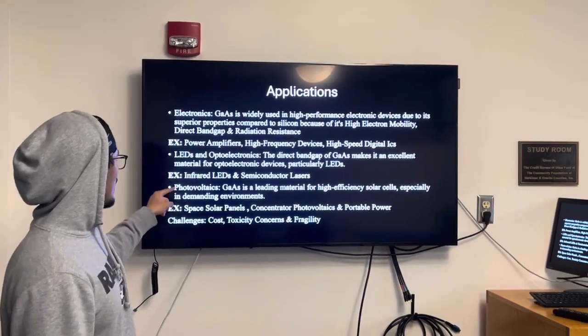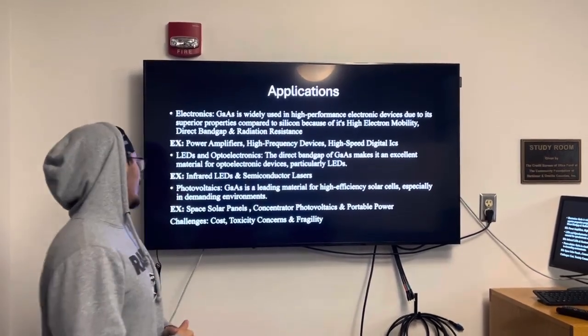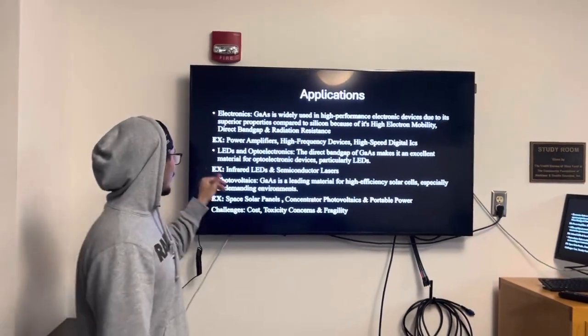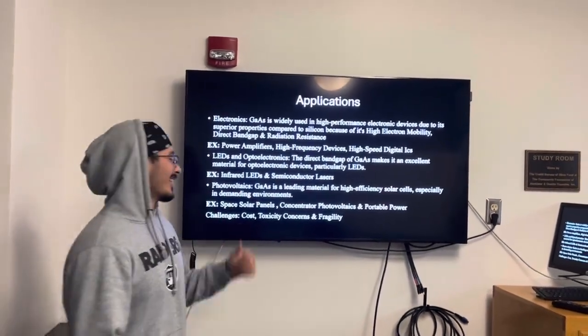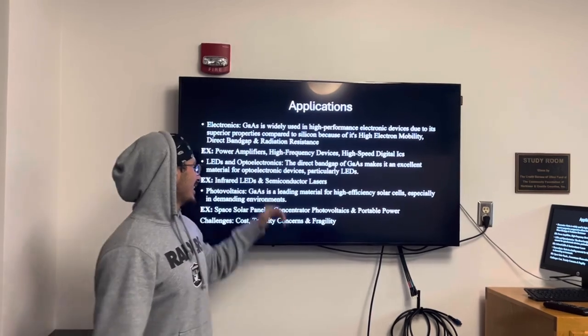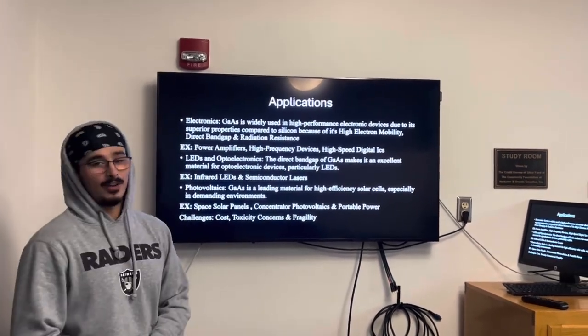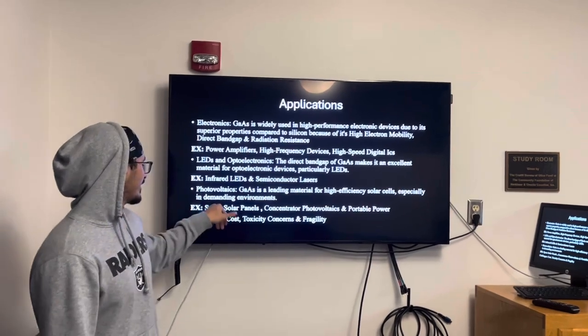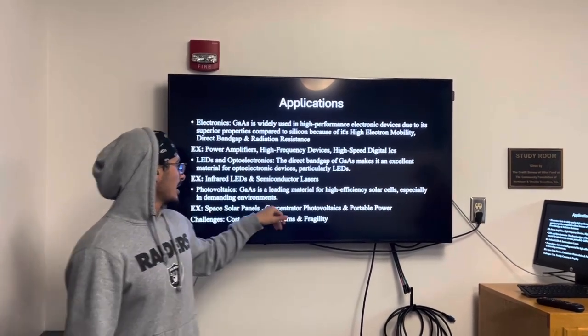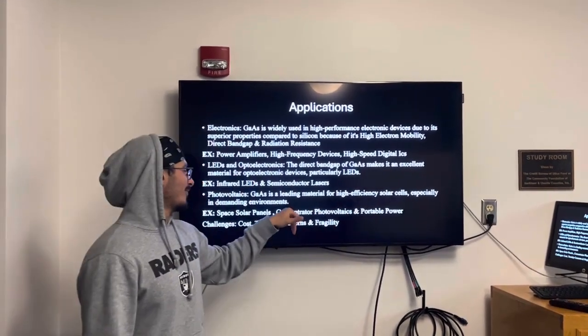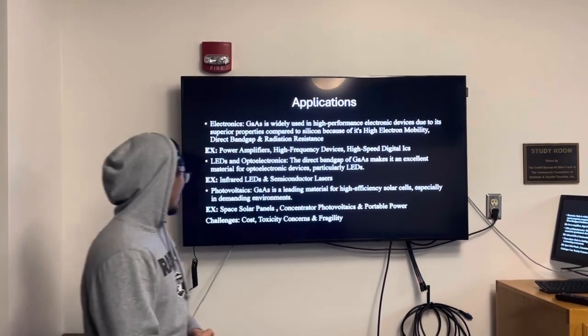And then finally, for photovoltaics, gallium arsenide is a leading material for high efficiency solar cells, especially in demanding environments. Examples of that are space solar panels, concentrator photovoltaics, and portable power. I messed that up, but it's okay.